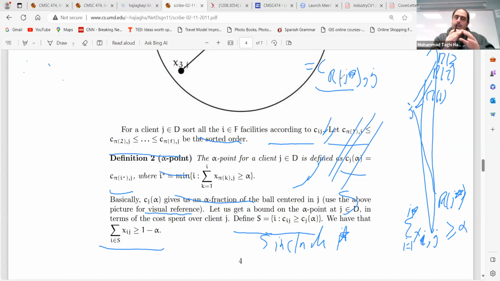It's like when you are sorting these facilities by their distance to this client, according to the alpha, it means the radius of the ball within which alpha fraction of the demand is served. And again, you can assume that the actual demand dj that we had before is just 1 at this point. Not much difference. The alpha fraction is served inside, and the 1 minus alpha is served outside. That's it.